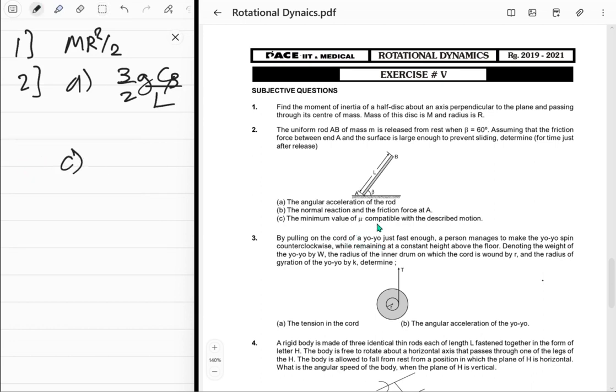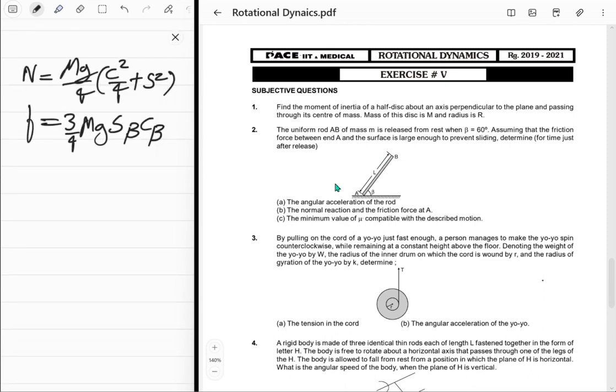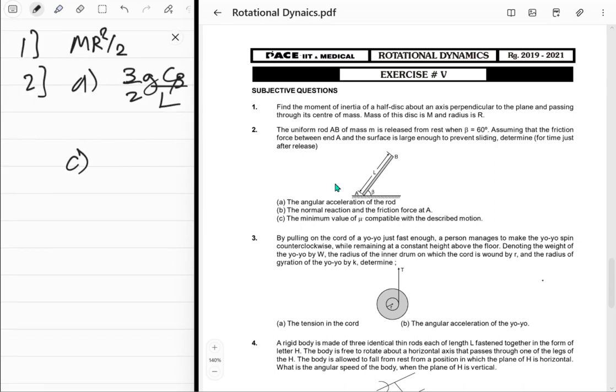The minimum value of mu compatible with the described motion. I mean, wait, did I miss something? Oh yeah, there's also the centrifugal acceleration. But that's zero, right? That's how we got this thing. That was one equation, right? And then you also have the tangential acceleration, but I think that would be redundant to write. Okay, so let's go to C, minimum value of mu compatible with the described motion.